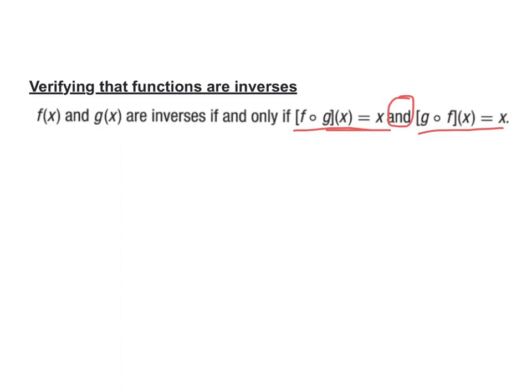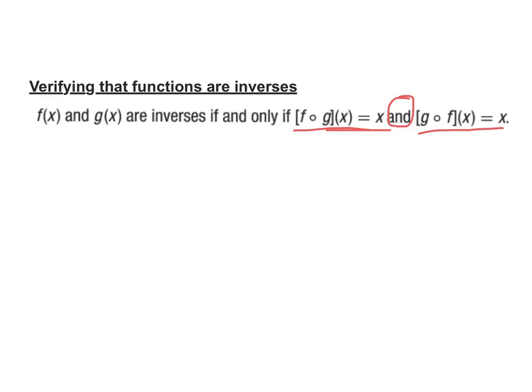Okay. So when we create the composite functions, this is what we did yesterday. We found f of g of x and g of f of x. What's important today is that if both of those composite functions equal x after you've gone through the whole process and simplified, then f and g are inverses. So you have to do both.